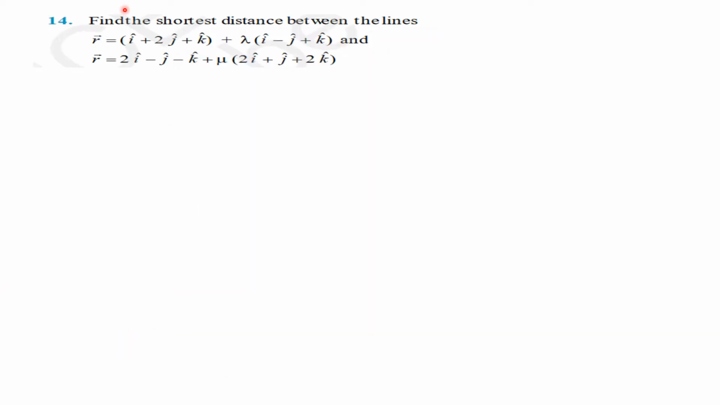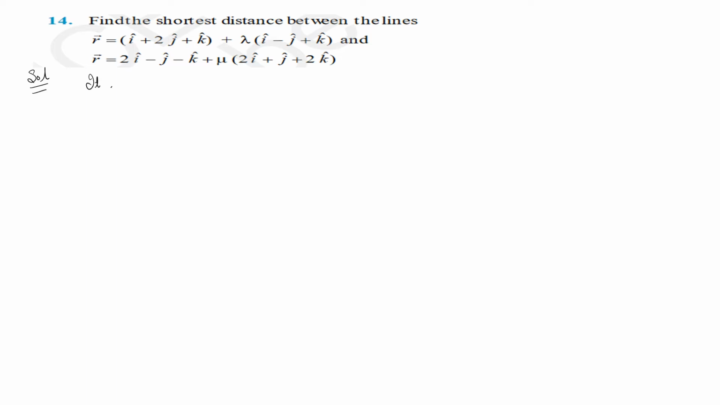So question number 14 of your exercise is: find the shortest distance between the lines r vector is equal to i plus 2j plus k plus lambda times i minus j plus k, and r vector is equal to 2i minus j minus k plus mu times 2i plus j plus 2k. Okay, so firstly, how to start it? We will consider your r vector, means let us compare.